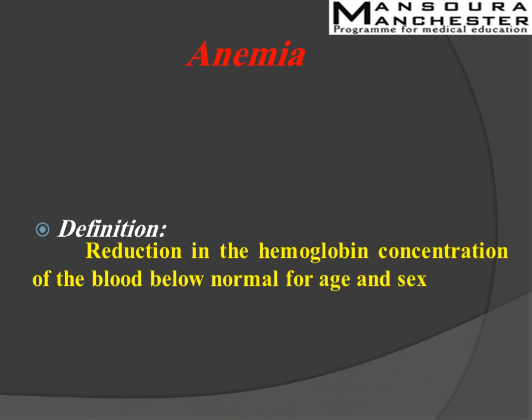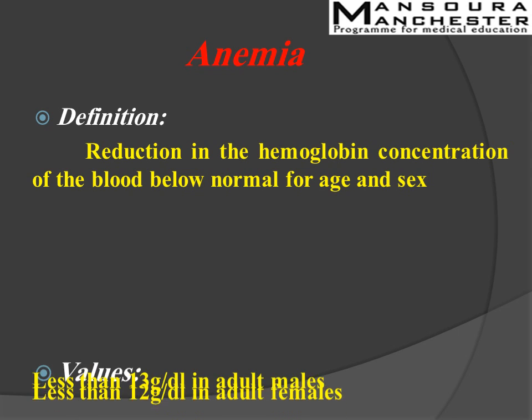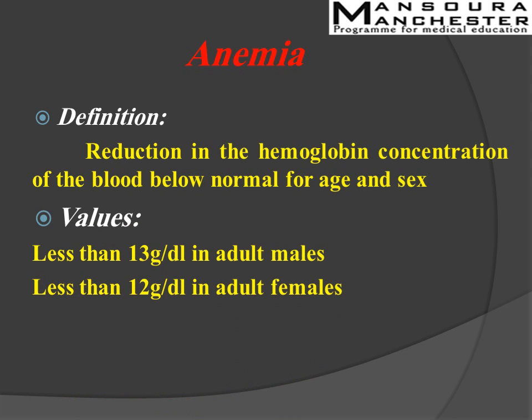Anemia. Anemia is defined as a reduction in the hemoglobin and RBC concentration of the blood below normal for age and sex. According to WHO, adult males are considered anemic when the hemoglobin is less than 13 gram per dl, and adult females are considered anemic if the hemoglobin is less than 12 gram per dl.